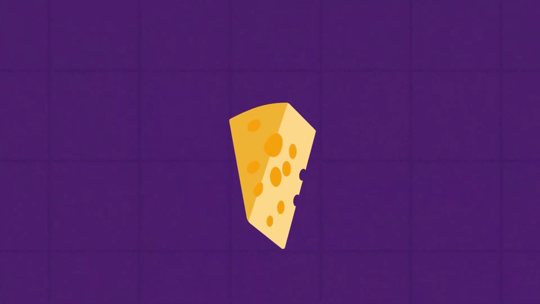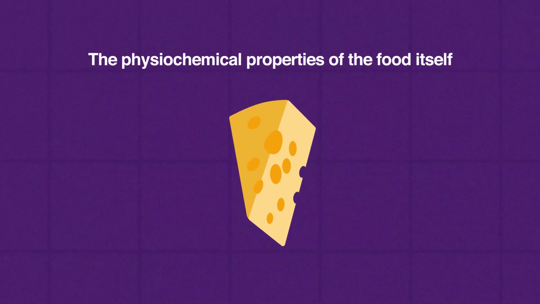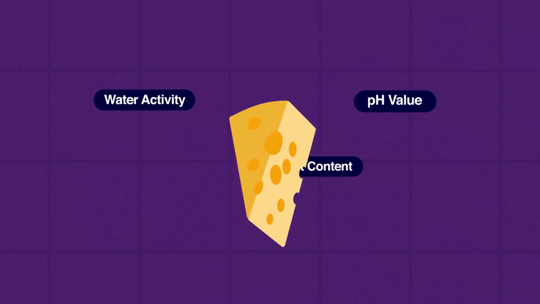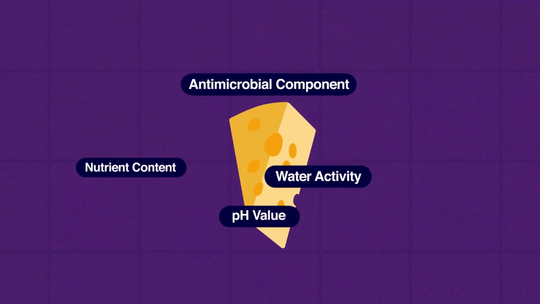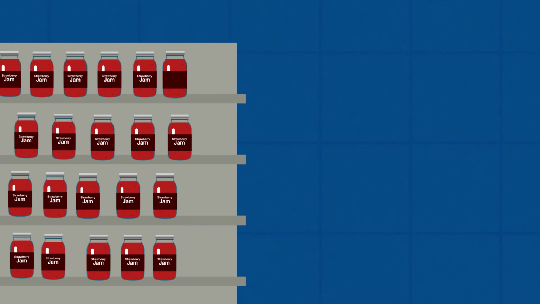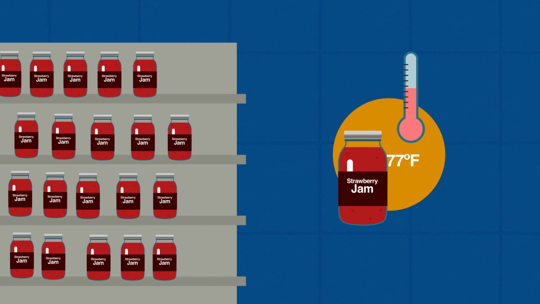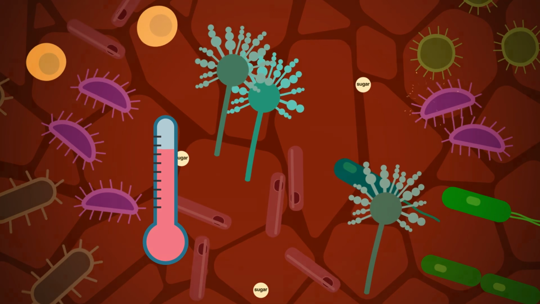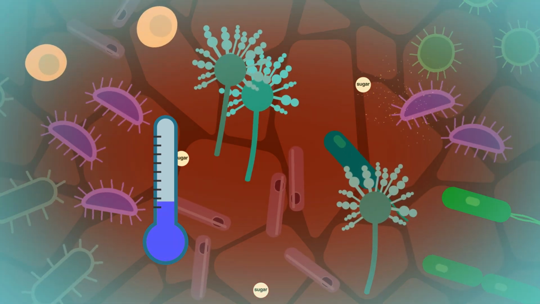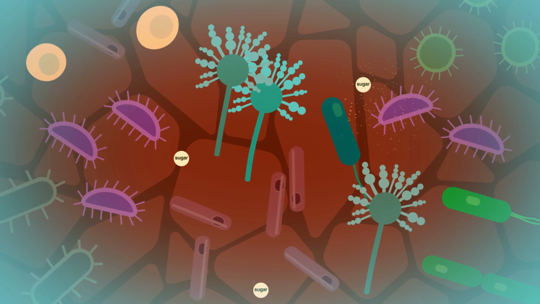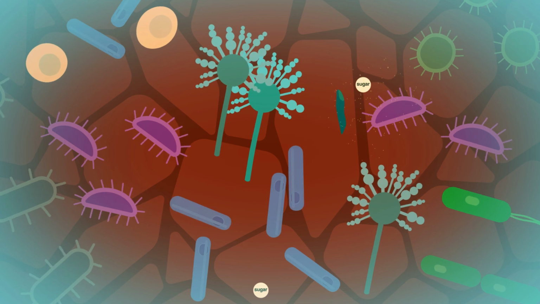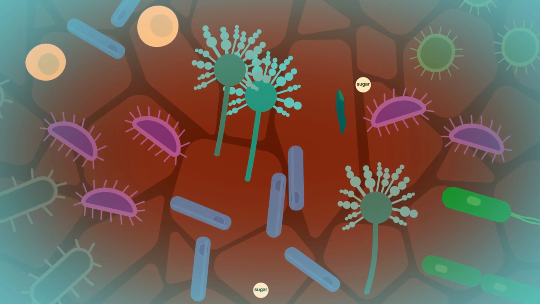The intrinsic factors are the physiochemical properties of the food itself, including nutrient content, water activity, pH value, and the existence of an antimicrobial component. The extrinsic factors include the environmental conditions in which the food is stored, such as relative humidity, temperature, and gaseous atmosphere. The implicit factors are the properties particular to each microbial group, including the interactions among microbes and their interaction with the food, as well as their ability to use certain nutrients, tolerate adverse environmental conditions, and produce antimicrobials.